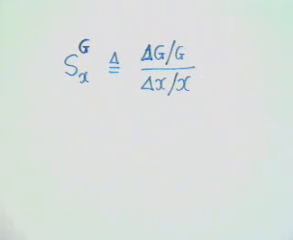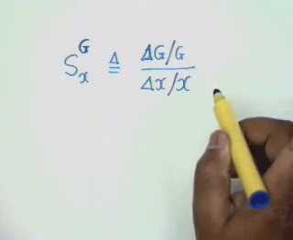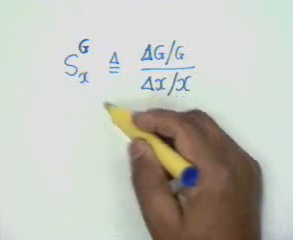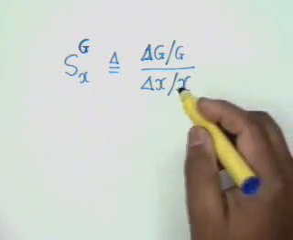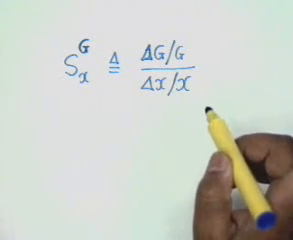In other words, if the parameter changes by a certain fraction, how much change does it affect on the performance? That's the definition, the qualitative definition. If delta x by x changes by 1% and delta G by G changes by 0.5%, then half is the sensitivity. So it is an indication of how much x has an effect on the performance.